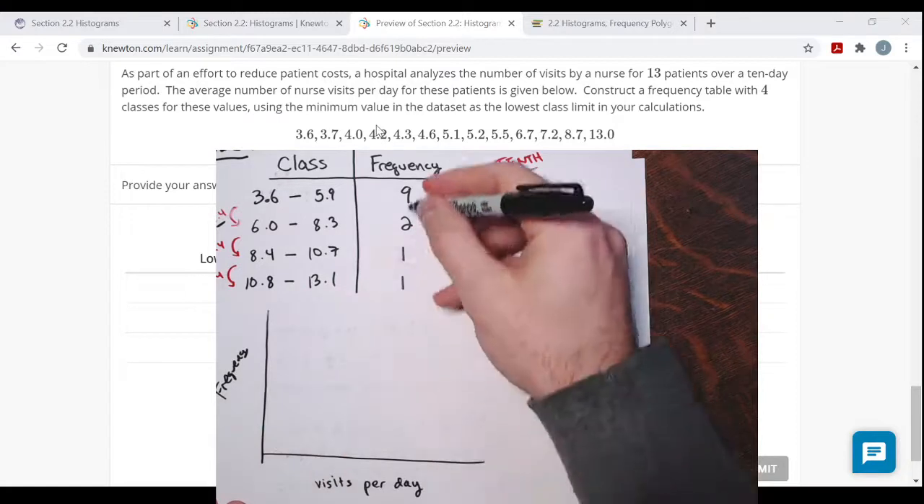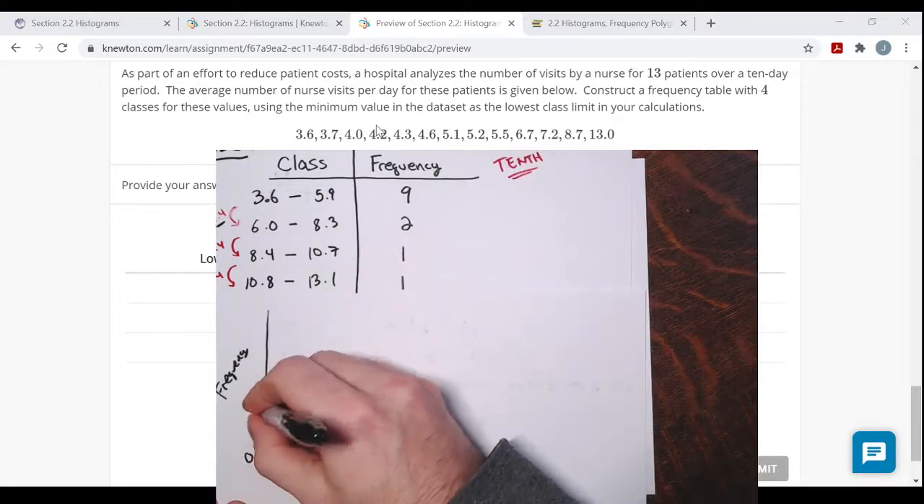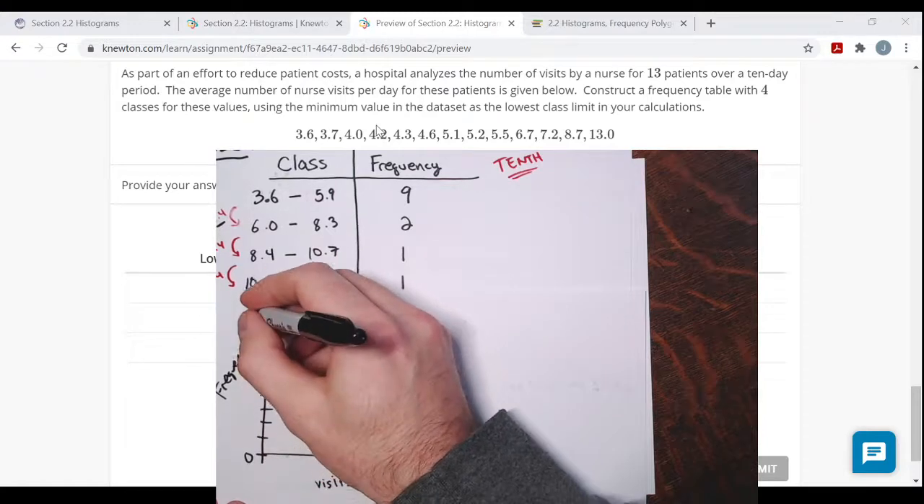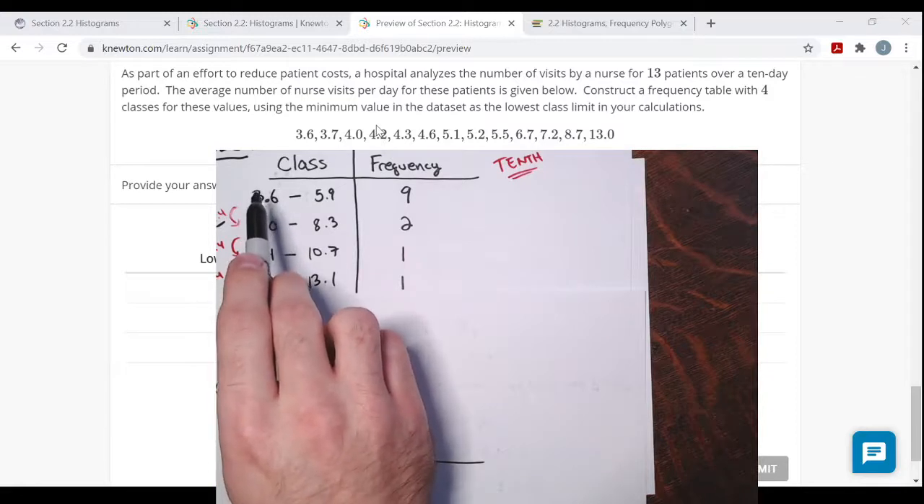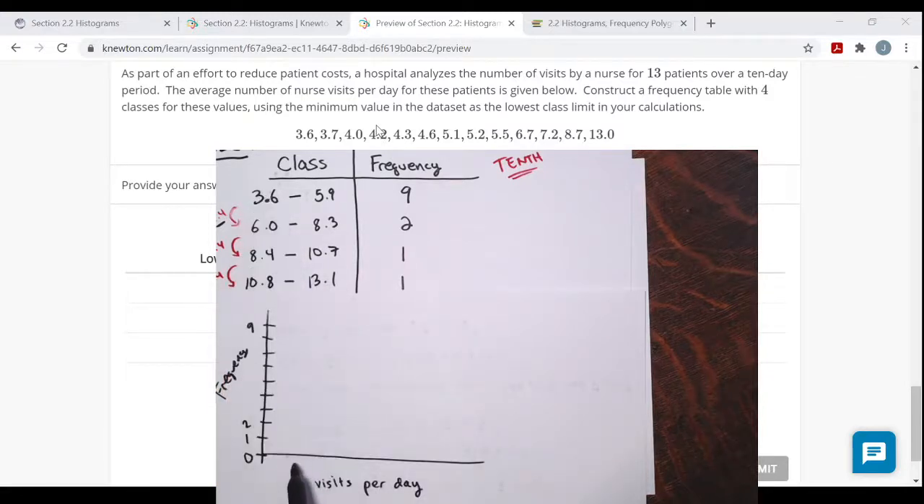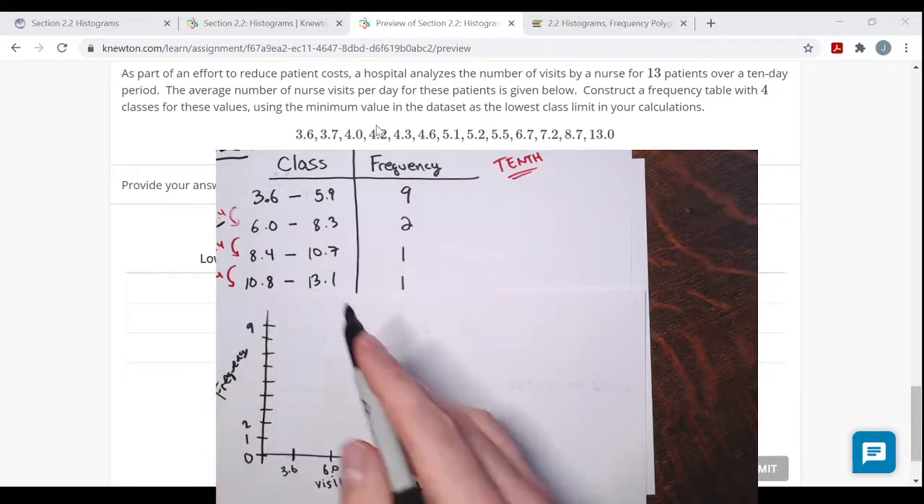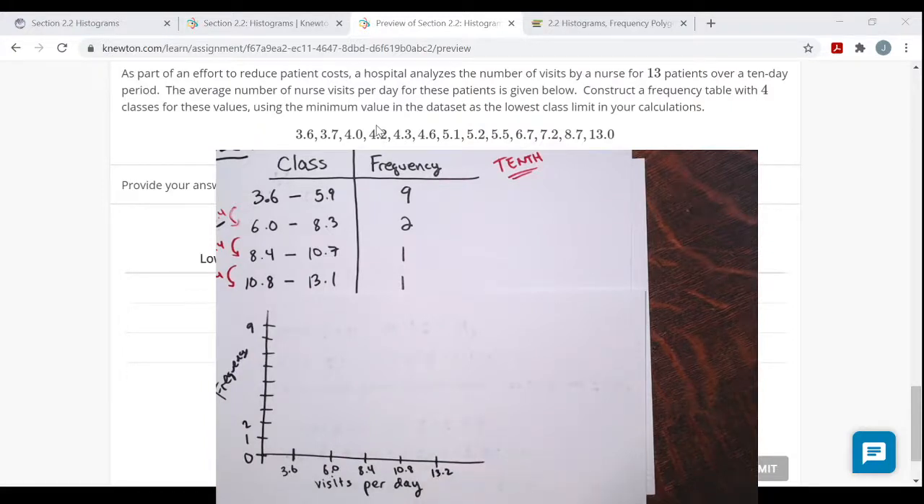And we're going up to the highest, which is 9: 0, 1, 2, 3, 4, 5, 6, 7, 8, 9. All right. And then like I did earlier, I could write the class number here, like 3.6 to 5.9, 6.0, and then make bars. But typically I'll just write the lower class limits. So we have 3.6, then just evenly space them, 6.0, the next lower class limit's 8.4, the next lower class limit's 10.8, and then to get the next bar it'll be 13.2, right? Just add 2.4 again, add the class width.